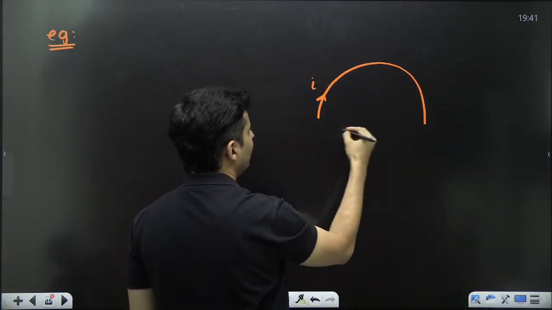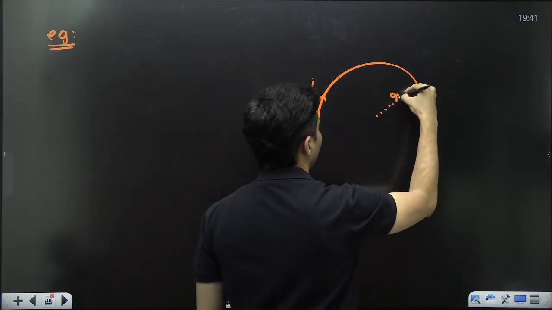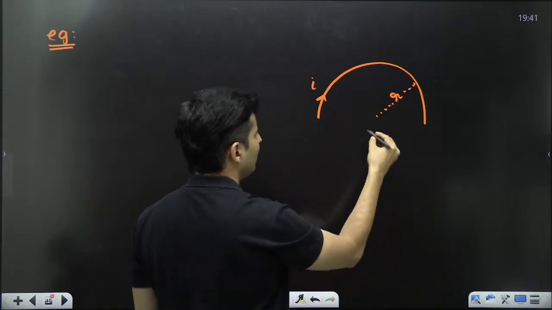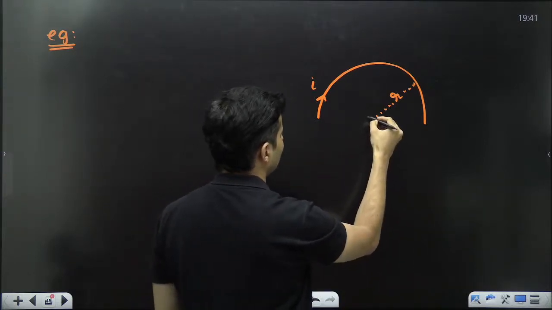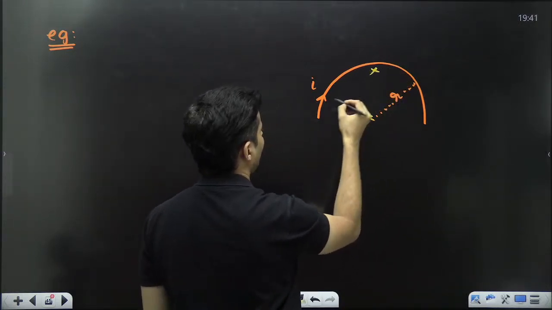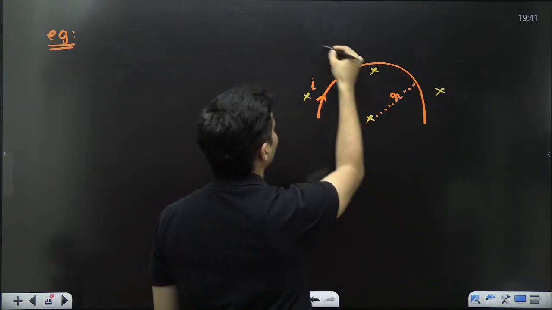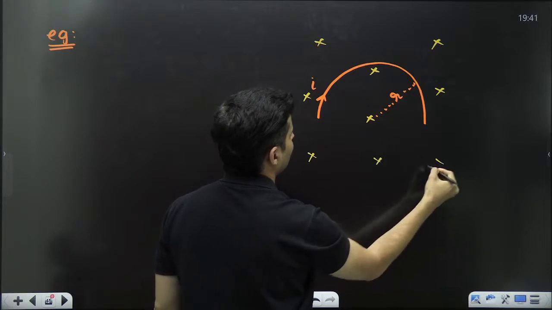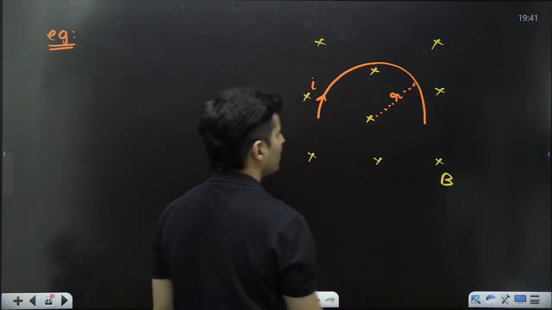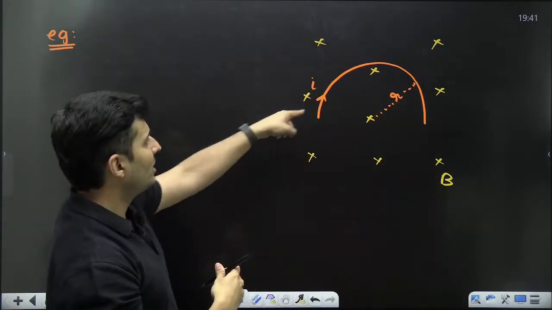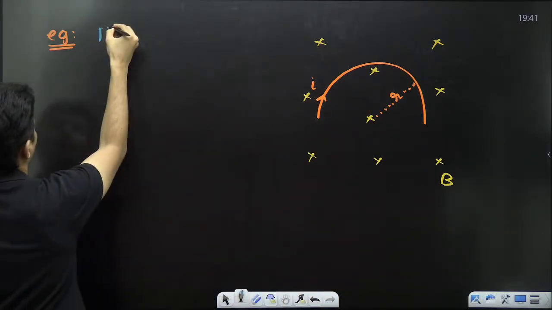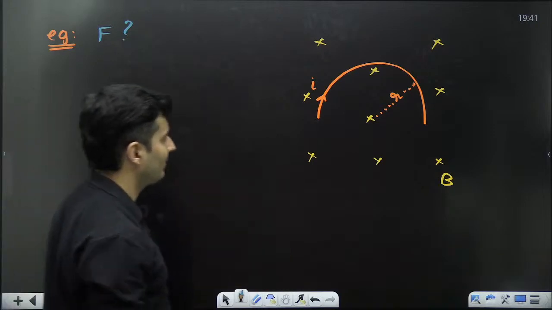The current carrying in it is I. The radius of it is R. And let's say there is a magnetic field also, maybe like this. For example, there is a magnetic field everywhere, like this. So there is a magnetic field this way, inside the plane. The question is, what is the force on it? That's exactly the question. What is the force on that semicircular wire?